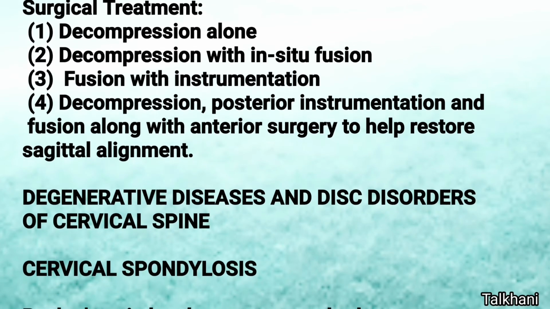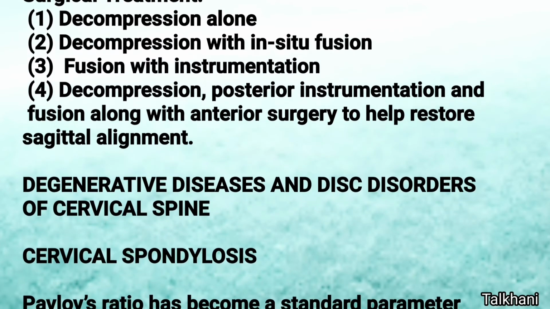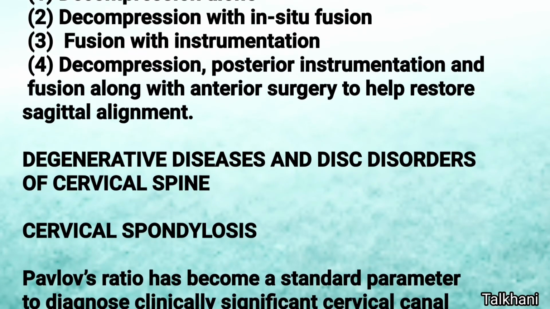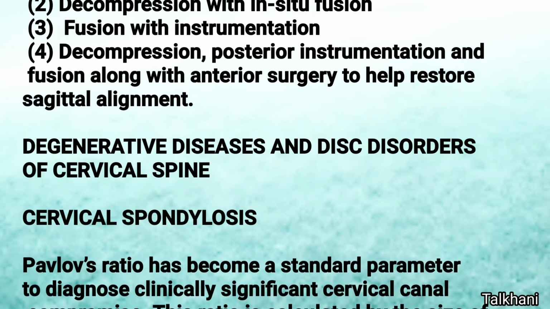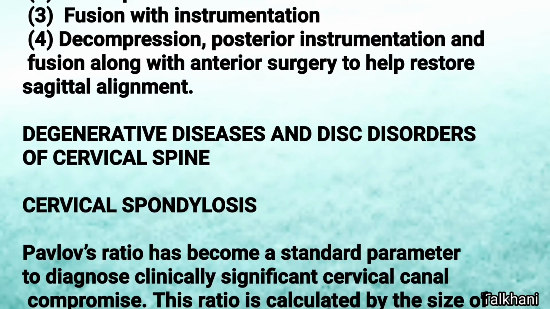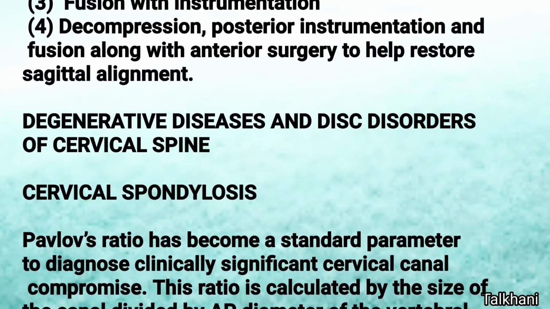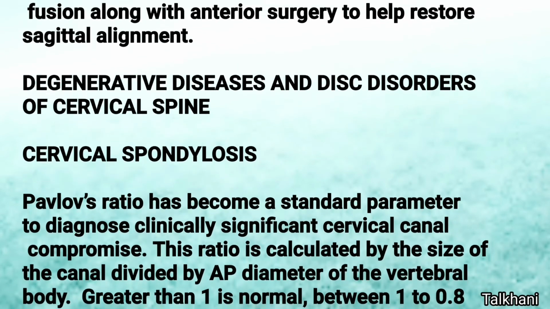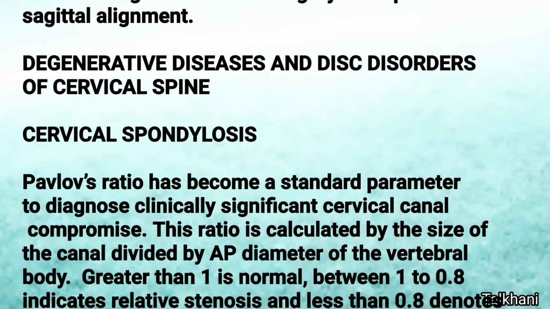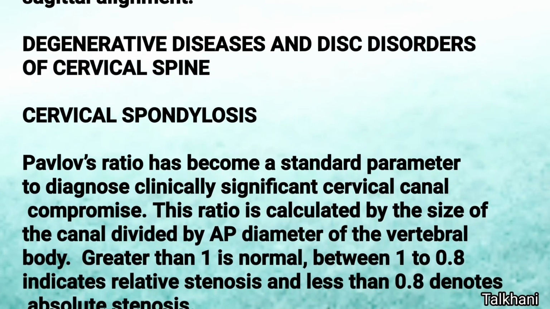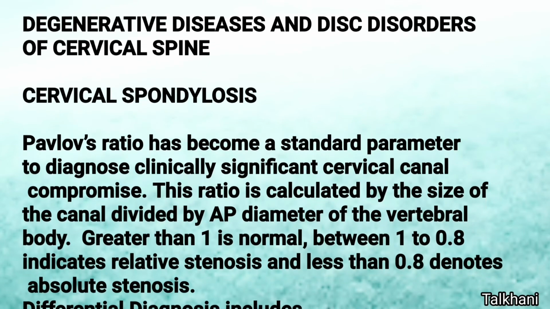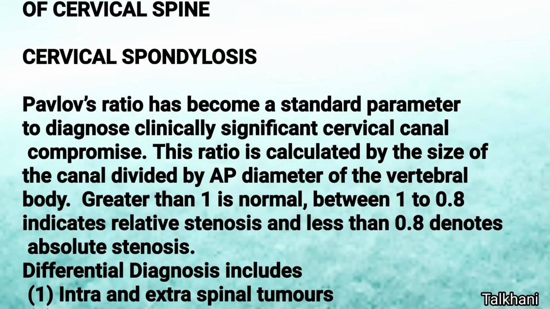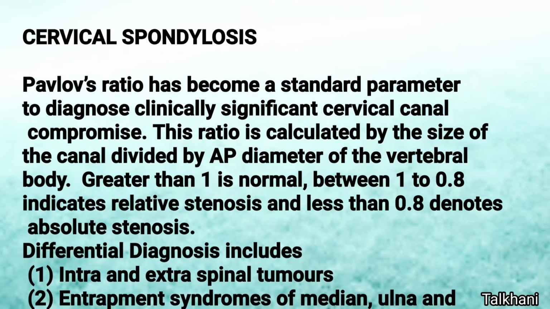Next topic is degenerative diseases and disc disorders of the cervical spine. Cervical spondylosis. Pavlov's ratio has become a standard parameter to diagnose clinically significant cervical canal compromise. This ratio is calculated by the size of the canal divided by the AP diameter of the vertebral body. Greater than 1 is normal. Between 1 and 0.8 indicates relative stenosis and less than 0.8 denotes absolute stenosis.